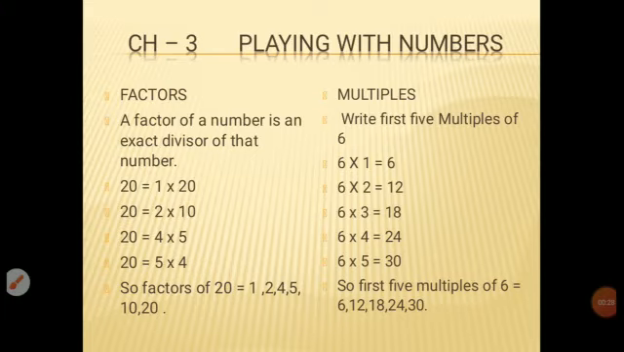Here I have taken the number 20. 20 is equal to 1 multiply 20, that is, 1 is a divisor of 20. Then 2 multiply 10, 4 multiply 5 and 5 multiply 4. That means the numbers 1, 2, 4, 5, 10 and 20 are the numbers which exactly divide 20.